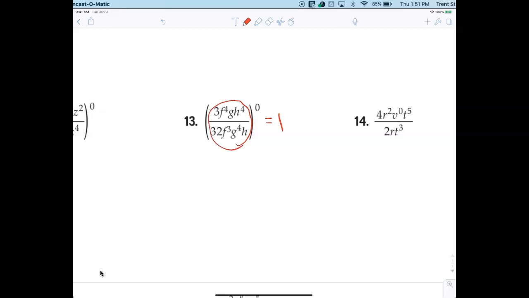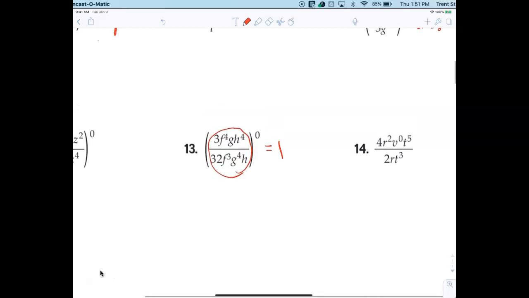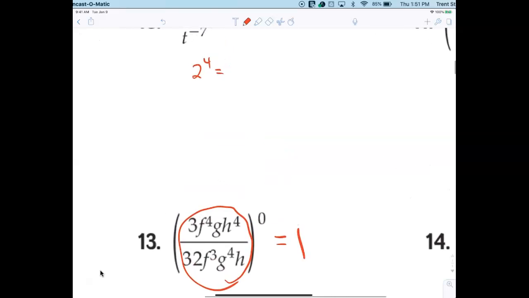But now, please look up here so I can show you. Please pay attention. Because I was like, well, how does that make sense? Something to the 0 power is 1. I'm going to show you why it makes sense. So now, I want to review this. Somebody tell me what 2 to the 4th is. 16. All right, what is 2 cubed? 8. What is 2 squared? 4.